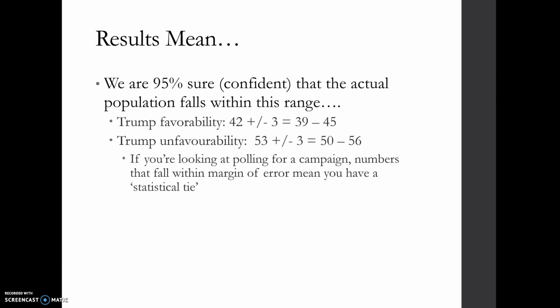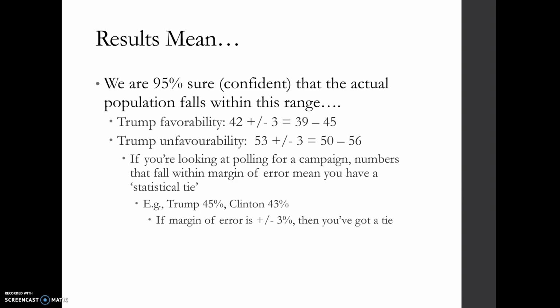So if you hear some polling result for a campaign, people saying there is a statistical tie, even though the number is not exactly the same, that's usually because the ranges overlap with each other. Because we are confident the population value falls within the range. If the two ranges overlap, it's possible that the two values can be the same, or one can be lower, one can be higher. You can't really tell.